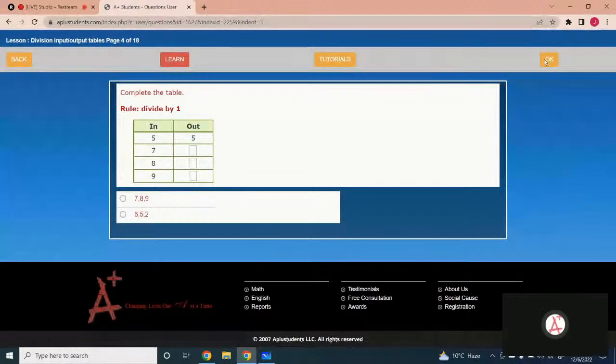Which option is the correct one? 7, 8, 9, 6, 5, 2. Yes, very good. It would be 7, 8, and 9. Got it? Because you have to divide all the numbers by 1. So when you divide them by 1, it would be 7, 8, and 9. Got it? Any number divided by 1 equals the same number. Got it, everyone?